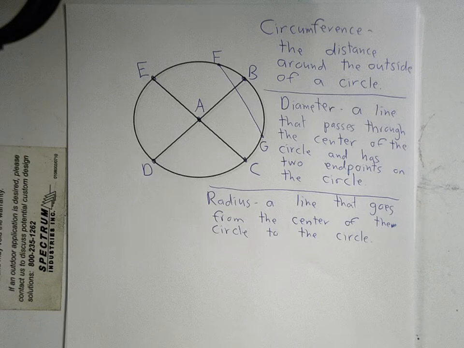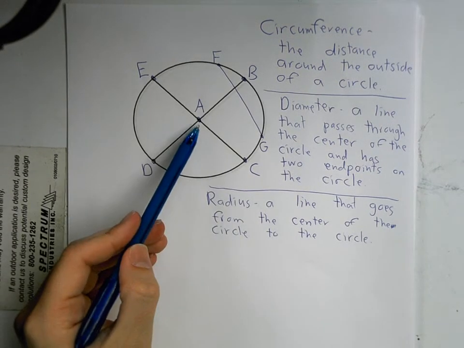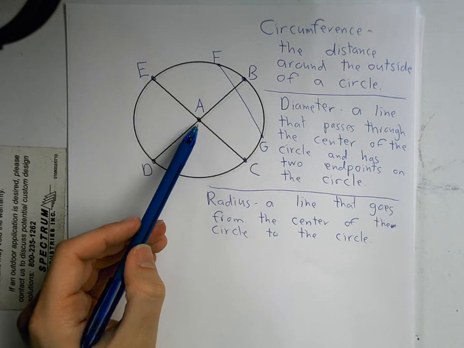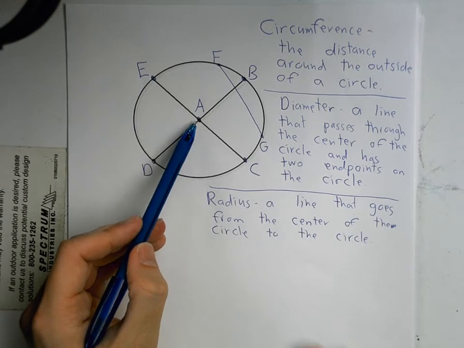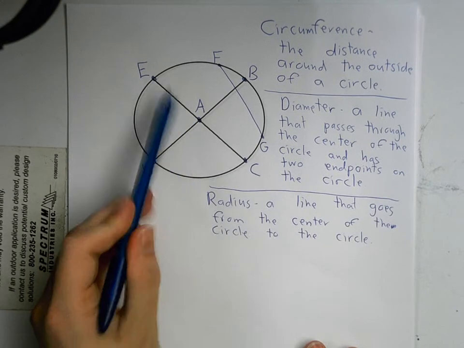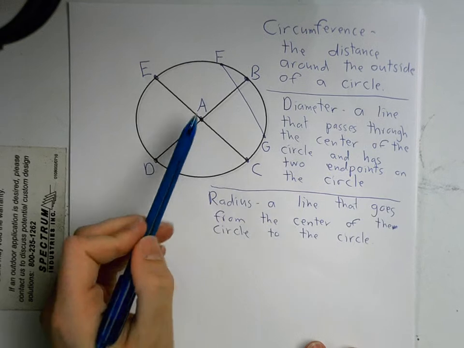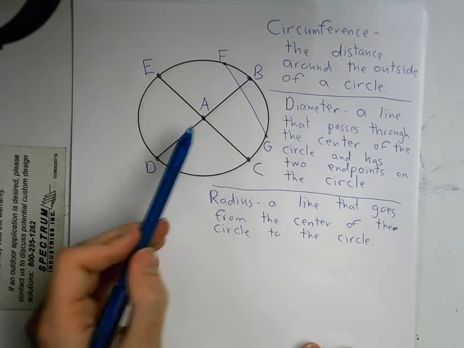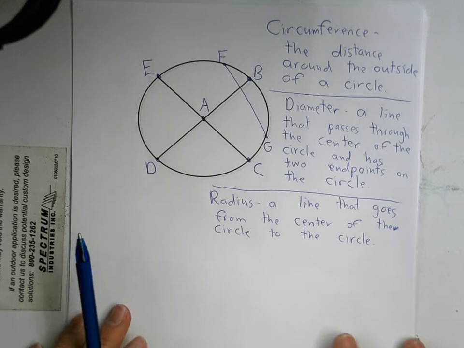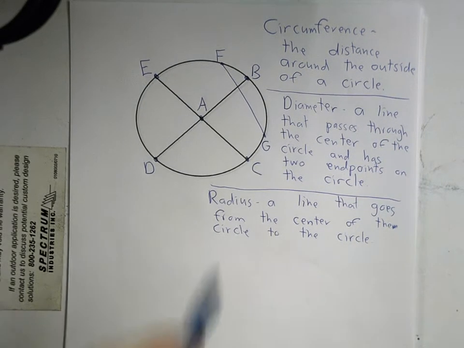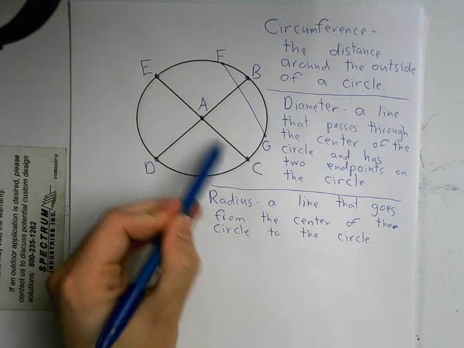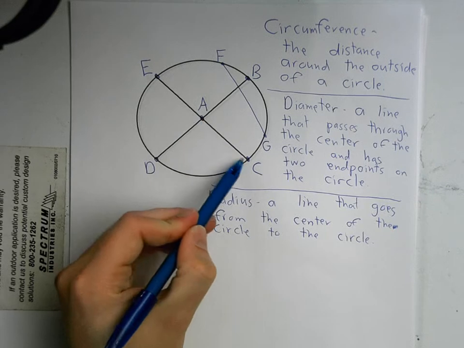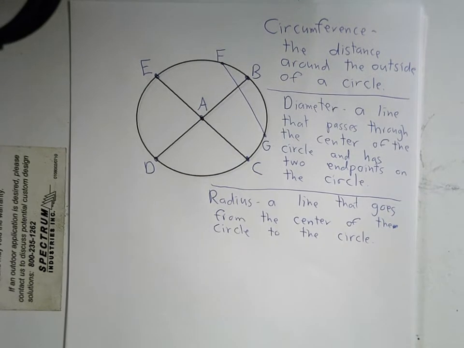Can someone tell me? Austin? Because it doesn't pass through the center. It's gotta pass through the center. And the center is at a point in which it's equidistant everywhere on the circle. So if I go here or here or here, no matter which direction I go, you're going to have the same distance from the center to the circle. And then the radius is basically half of the diameter. It goes from the center out to the end.